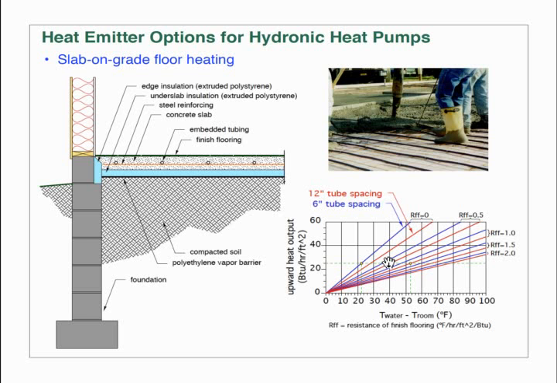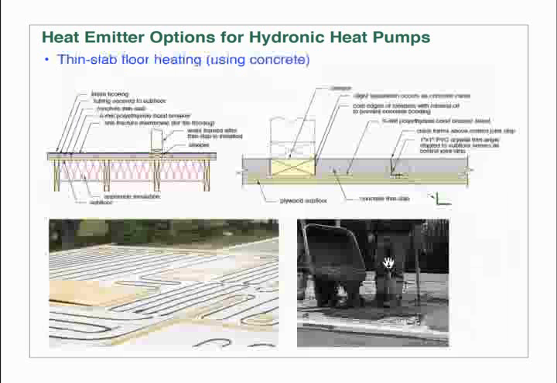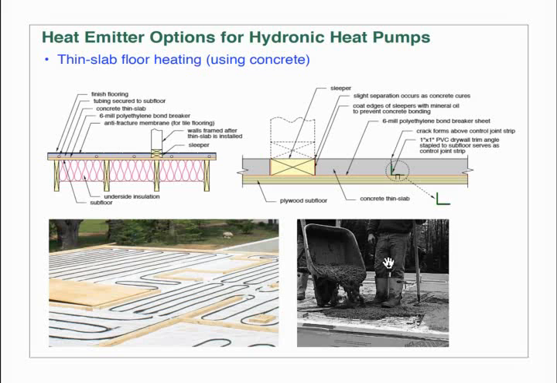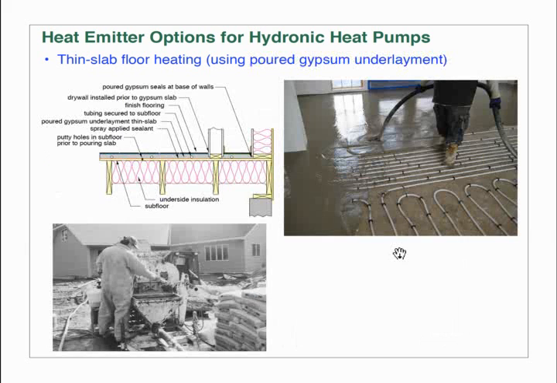Thin slabs, many of you are familiar with these. This happens to show one made with concrete, 1.5 inches of concrete. This one shows it made with a poured gypsum underlayment. Take a look at that tube spacing there. You'll see the tubes are close together, about 6 inches on center. The closer the tube spacing, the lower the water temperature, and that's going to enhance that heat pump.